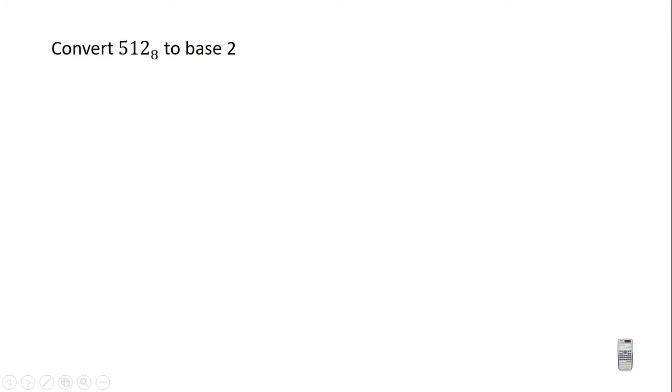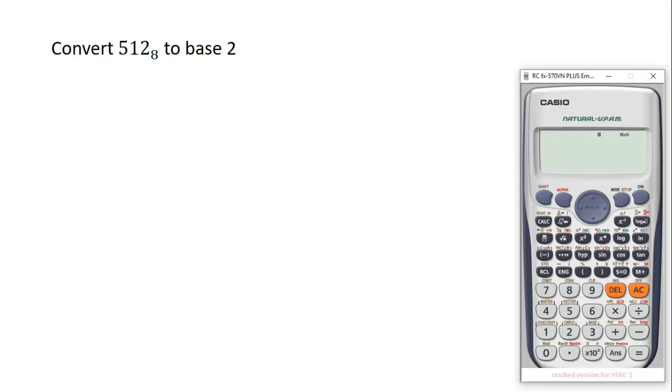To do that, you switch on your calculator. You click on mode. Then you select the fourth option by clicking on 4. The calculator is in the decimal mode, base 10. So you change it to base 8. You do that by clicking on the IN button, the button with IN on it. You click on it, it will change it to base 8.